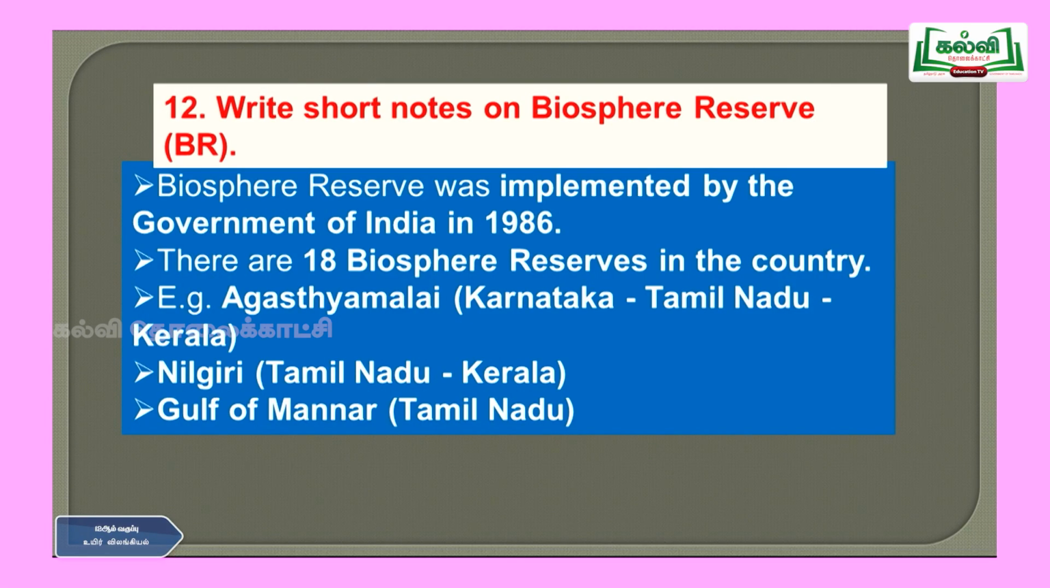Then question number 12, write short notes on bioreserves or BR. The bioreserve was implemented by the government of India in 1986, and there are 18 bioreserves in the country. In that, Agastya Malai of Karnataka, Tamil Nadu and Kerala, which is a common place, and Nilgiri, which is between Tamil Nadu and Kerala, and Gulf of Mannar, which is in Tamil Nadu. These are some of the bioreserves found on our south side which the Government of India has recognized as bioreserve places.